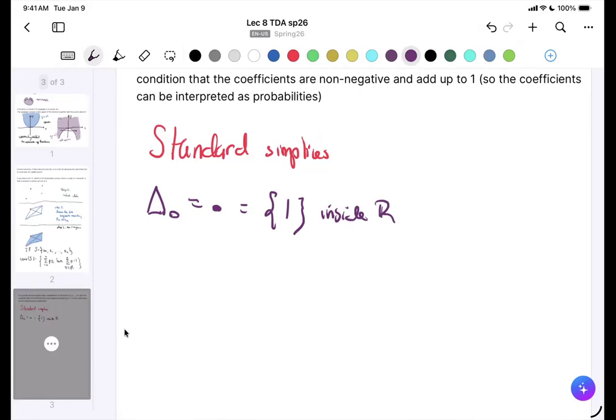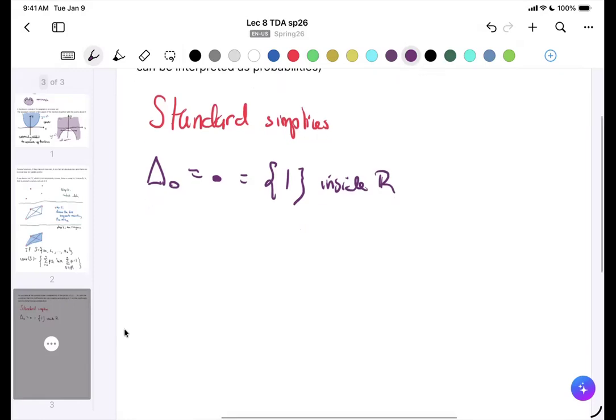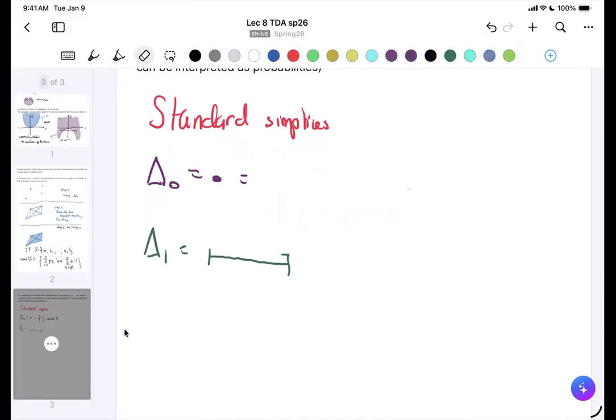Delta one is going to be that line interval from 0 to 1. Actually, whether I call it 1 or 0 doesn't matter. I could have called it 0; it just has to be a point. It doesn't matter what it is, it's a singleton, so any element basically works.